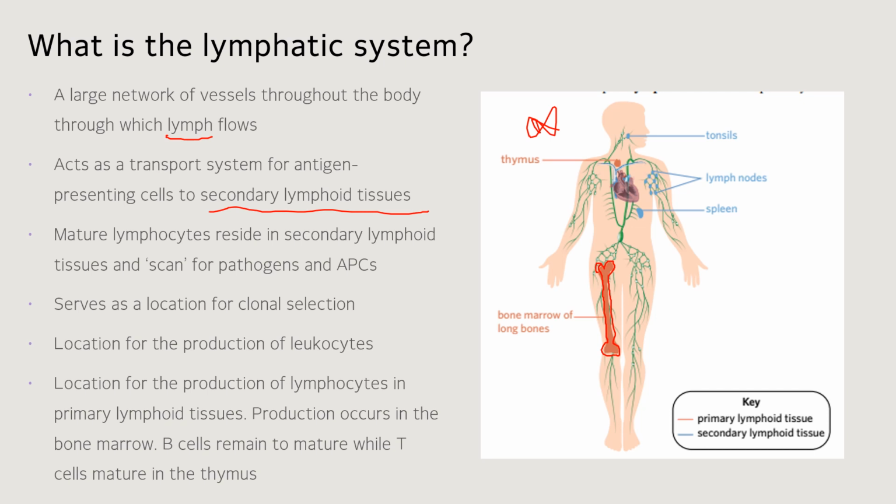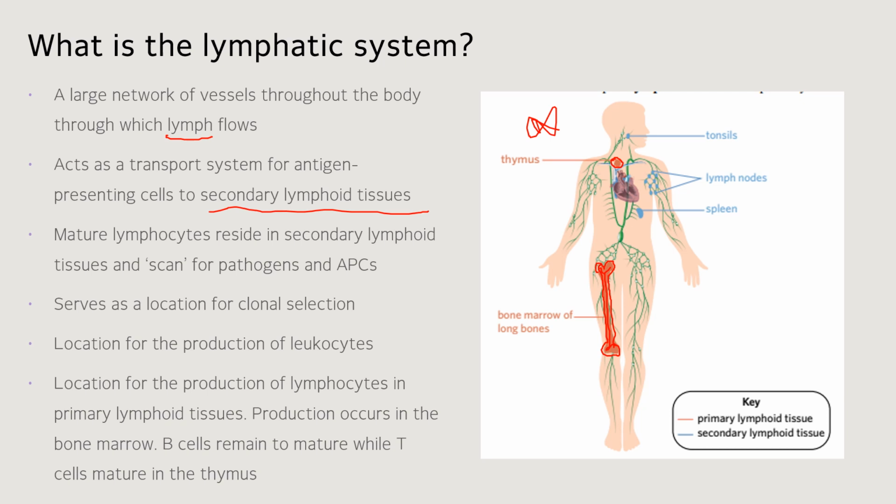For maturation though, B cells will remain in the bone marrow to mature, whereas T cells will move to something called the thymus. The thymus is again a primary lymphoid tissue because it's involved in the production and maturation of our adaptive immune cells. So they're the two primary lymphoid tissues. B and T cells are produced in the bone marrow. B cells will remain there to mature, and T cells will move to the thymus to mature.